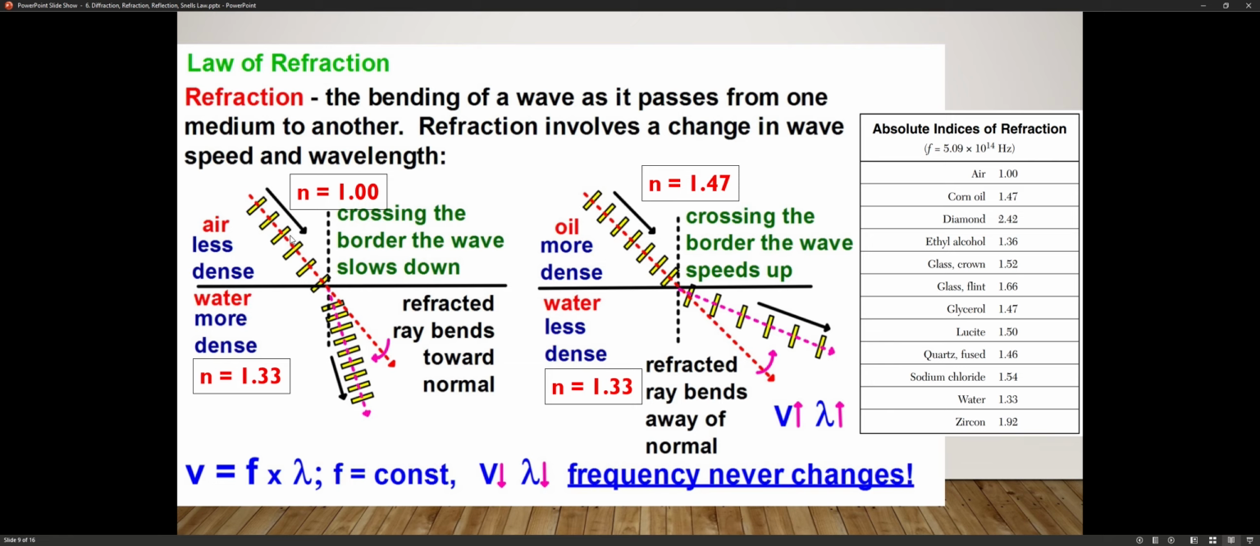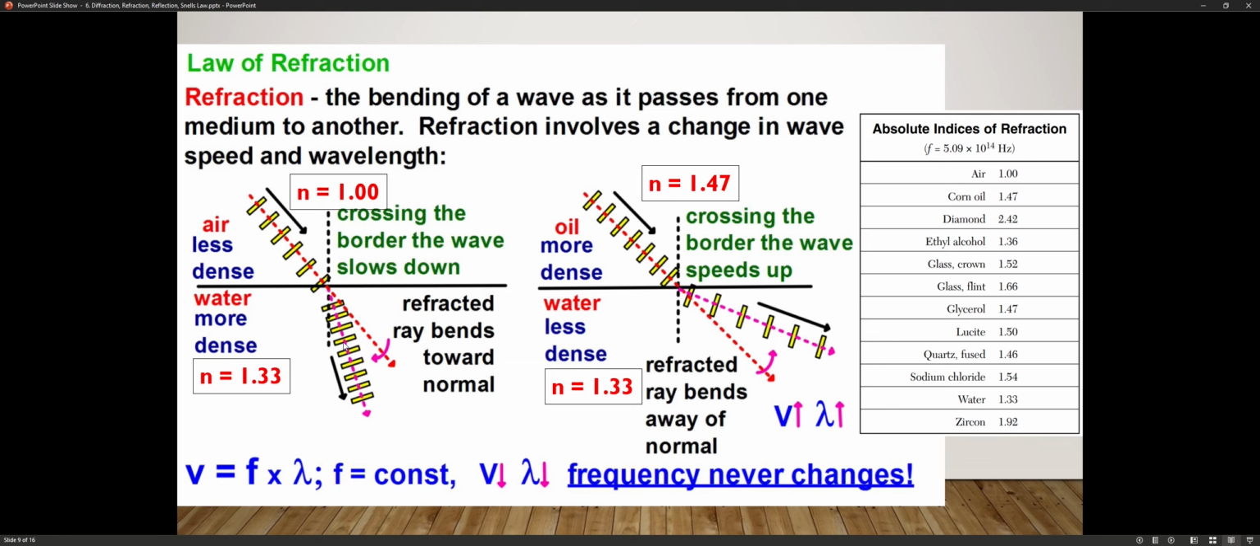And as the light goes from air into the water, well, water has an index of refraction of 1.33. In air, the index of refraction is 1.00. So if it's going from a lower to a higher index of refraction, you know that the light wave is slowing down. Well, if the light wave is slowing down, this wave right here should come down right here.